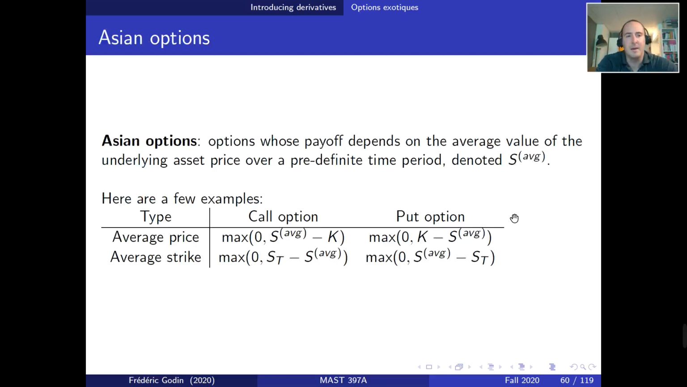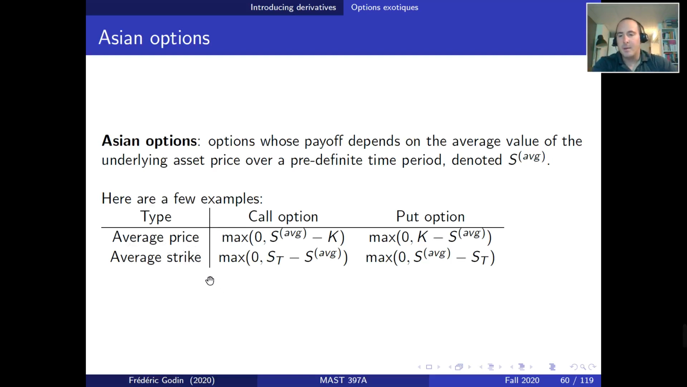Second type of options is an Asian option. So Asian options are options whose payoff depends on the average value of the underlying asset over some predetermined time period. Okay, so the average of the underlying asset price over that predetermined time period is denoted as S average. Okay, so there are two types of Asian options. There are what we call average price and average strike options. So either average price or average strike.